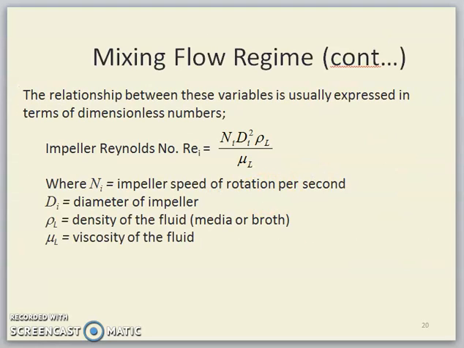The relationship between these variables is usually expressed in terms of a dimensionless number, which is the impeller Reynolds number, defined by N_i, the impeller speed or the agitation speed, D_i squared, where D_i is the diameter of the impeller, rho_L, the density of the fluid, the media or the broth in the fermentation, over mu_L, the viscosity of the fluid.